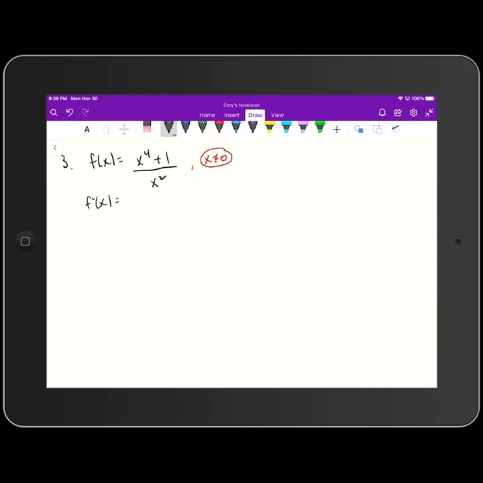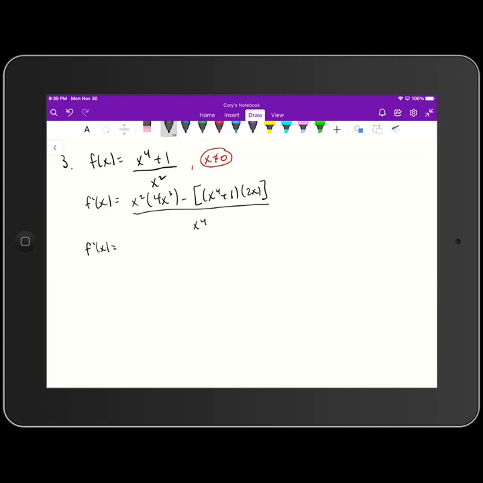So the derivative f prime I have to use quotient rule for. So that's low, d high, the derivative of the top function is 4x cubed, minus high, d low, the derivative of the bottom function is 2x, all over low. So when I square x squared, that's going to make x raised to the fourth power. Okay, so let's go ahead and simplify the numerator.